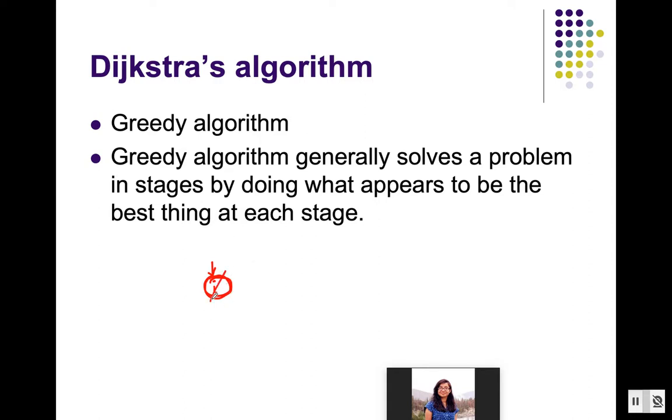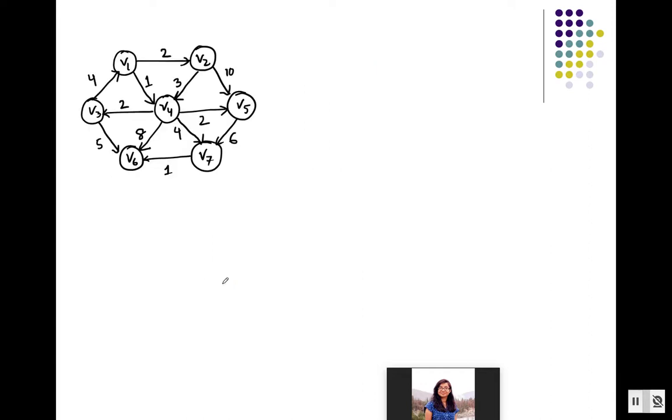So let's see this algorithm. This is one classic example of a greedy algorithm, and we're going to see how Dijkstra's algorithm finds the single source shortest path in a directed weighted graph.